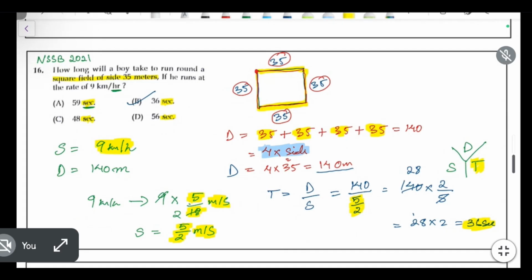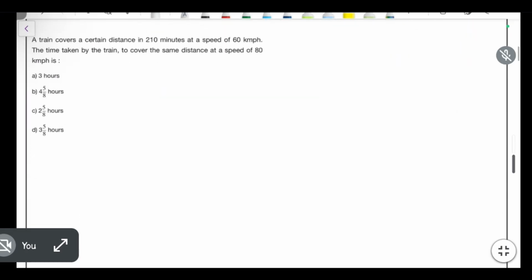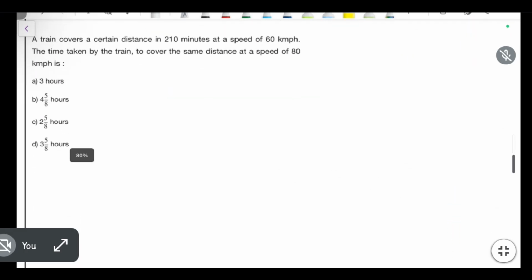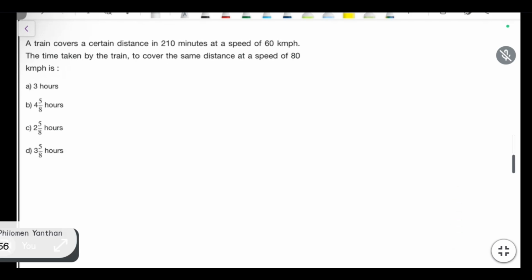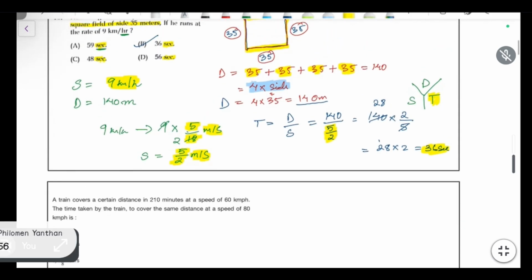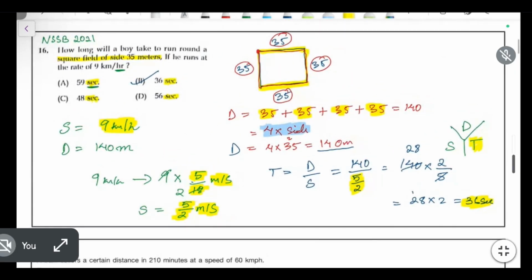Clear? Okay, we'll move on. 56. Oh yes, my multiplication is wrong here, right? Yes, it's 56. 2 twos are 4 plus 1, right? Thank you. It is 56, okay. So the answer here is 56.